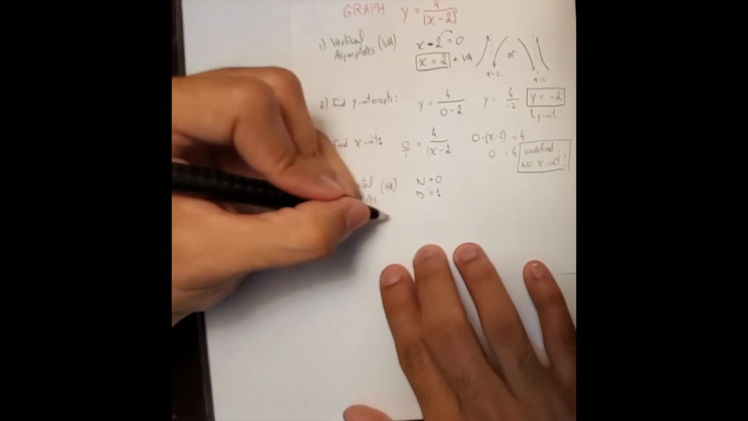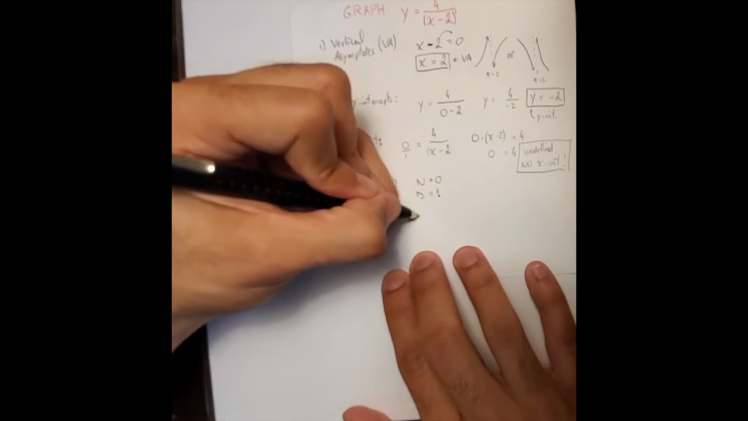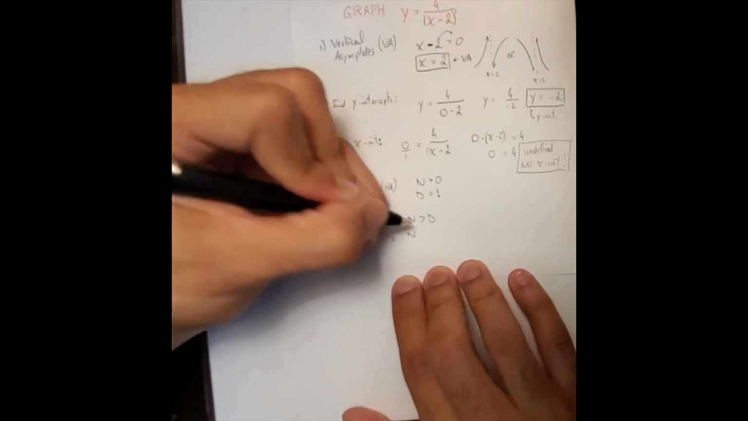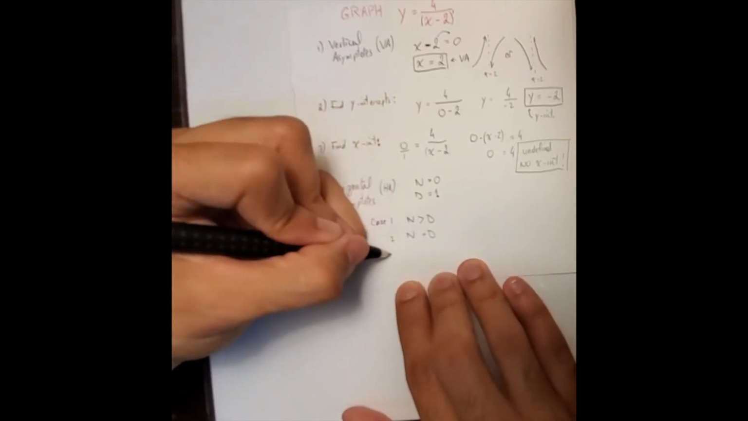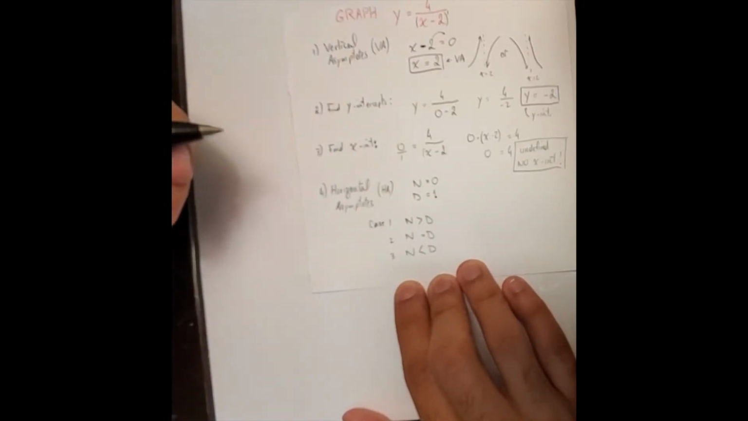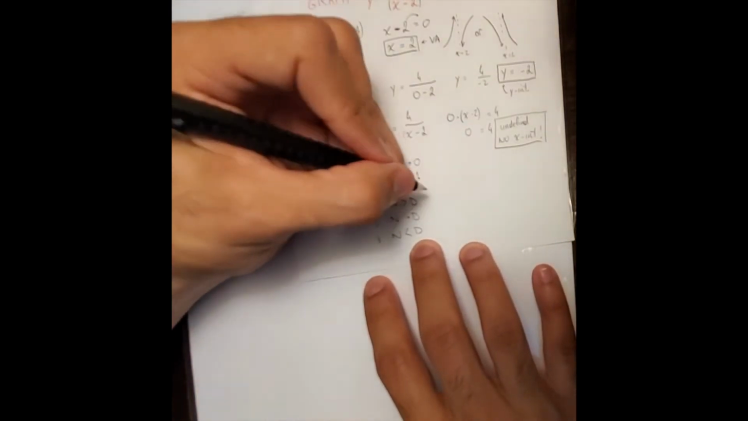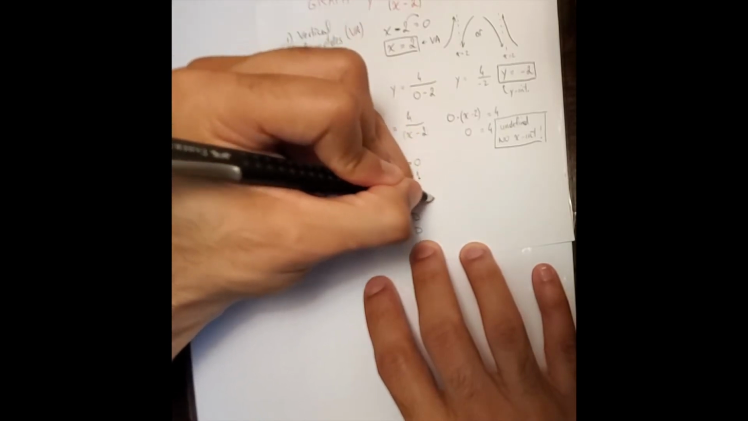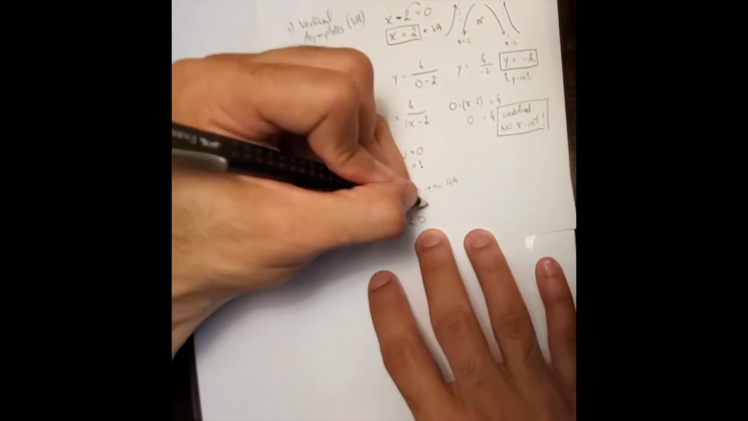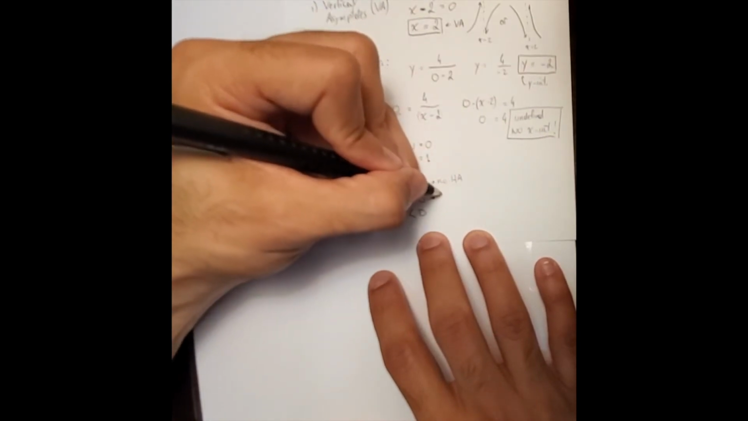Now we know we can have 3 cases. Case 1 is when the power of the numerator is greater than the greatest power of the denominator. Case 2 is if the power of the numerator is equal to the power of the denominator. And case 3 is if the power of the numerator is smaller than the power of the denominator. When the power of the numerator is greater than the power of the denominator, you have no horizontal asymptotes. When the power of the numerator is equal to the power of the denominator, you have a horizontal asymptote, and it is given by the fraction of the coefficients.